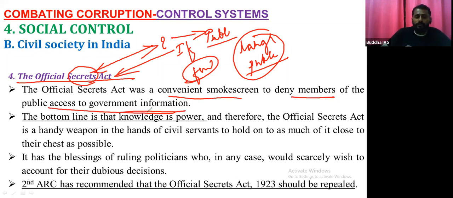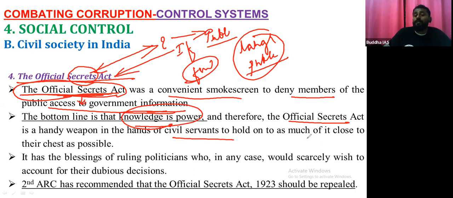The Official Secrets Act was a convenient smoke screen to deny the members of the public access to government information. In fact, in the Official Secrets Act, everything is almost made a secret. It should not be shared. So if someone asks about information, they will just show this act. The bottom line is that knowledge is power, and therefore the Official Secrets Act is a handy weapon in the hands of civil servants.